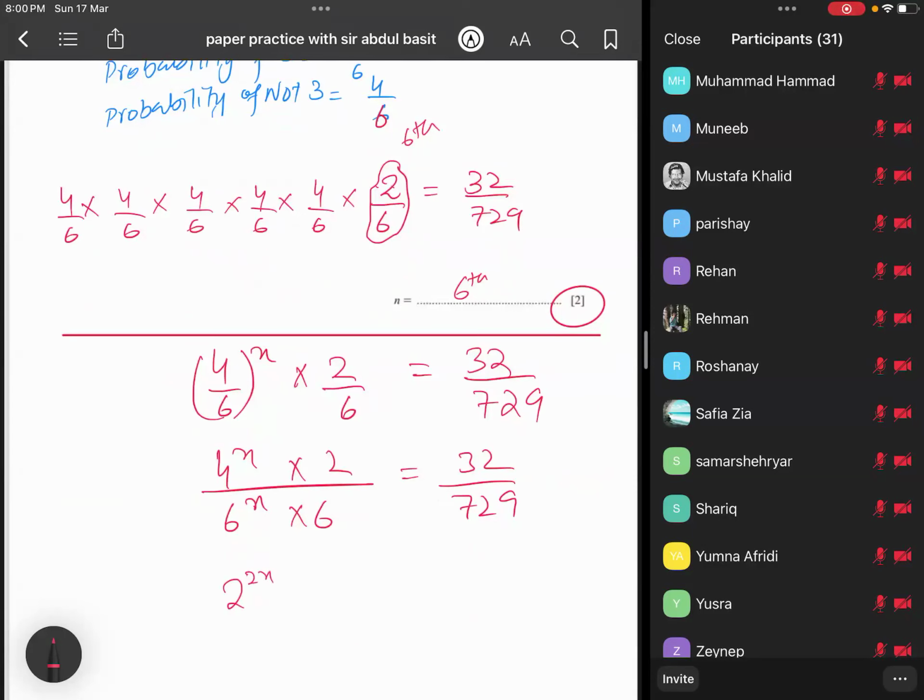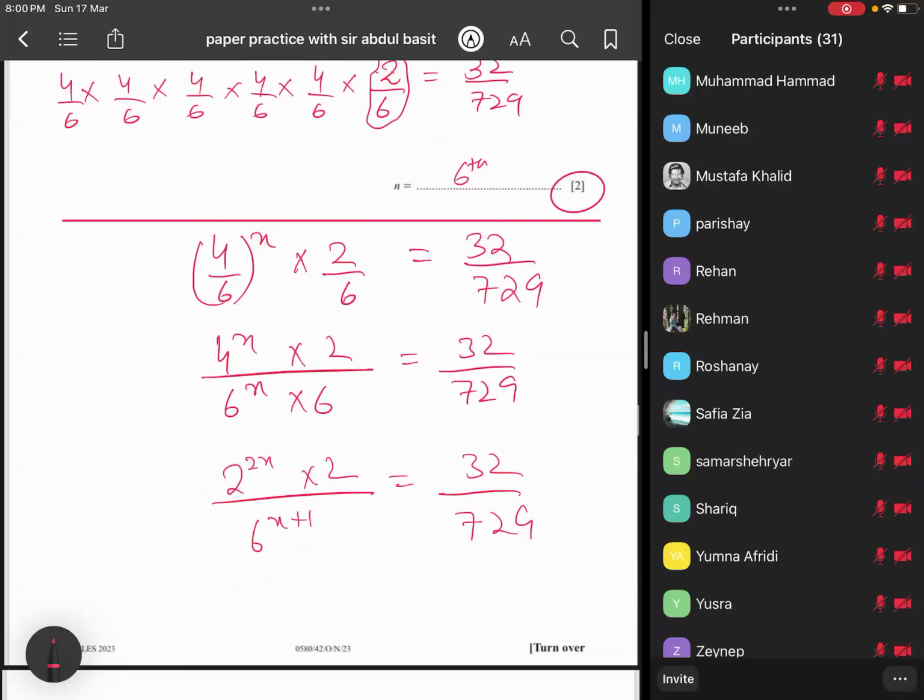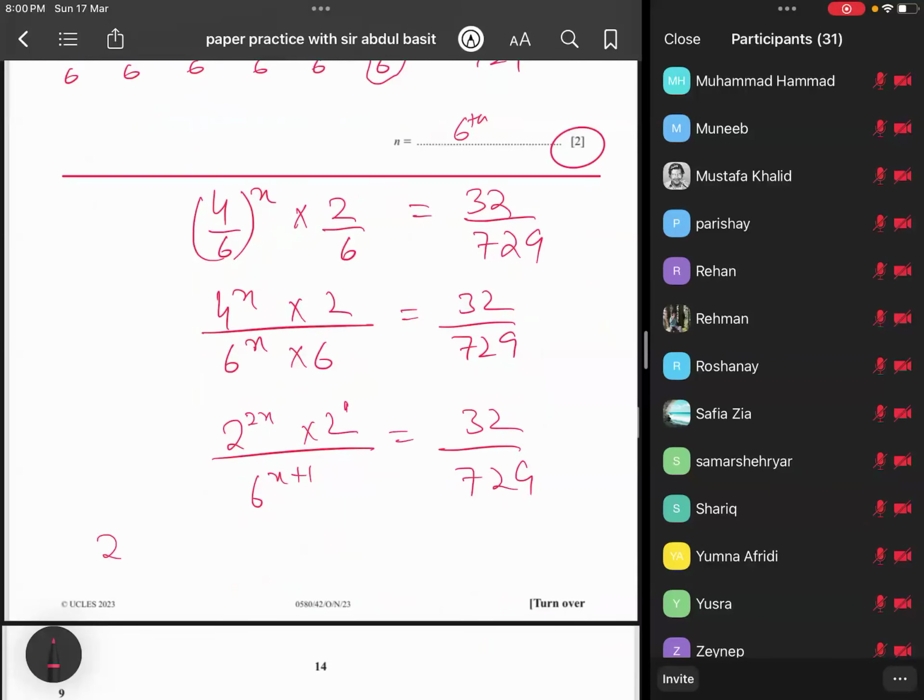So we know that 2 power 2x multiplied by 2 divided by 6 power x plus 1 is equal to 32 divided by 729. So that is 1. So that would be 2 power 2x plus 1 is equal to 32, which is 2 power 5. Yes or no? Yes sir. So we know that when the bases are same, 2x plus 1 is equal to 5. So 2x is equal to 5 minus 1. So 5 minus 1 would be 4.